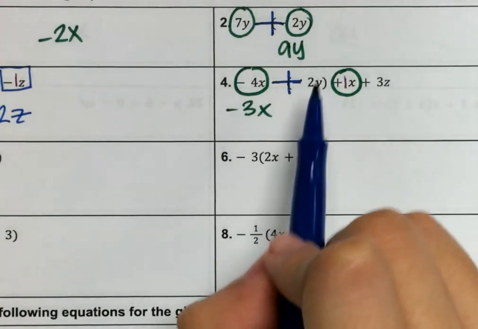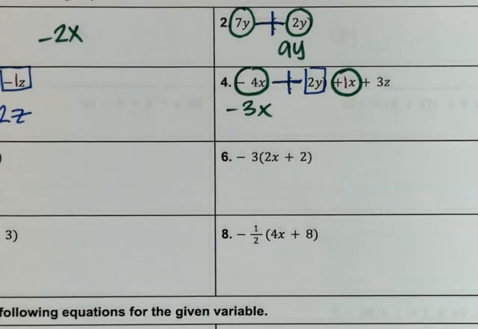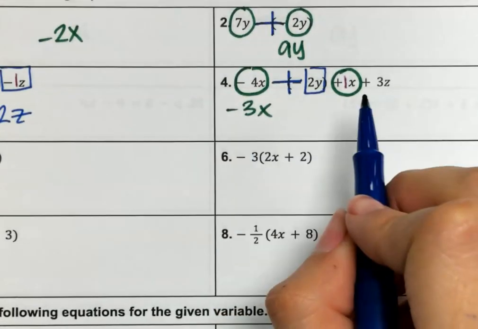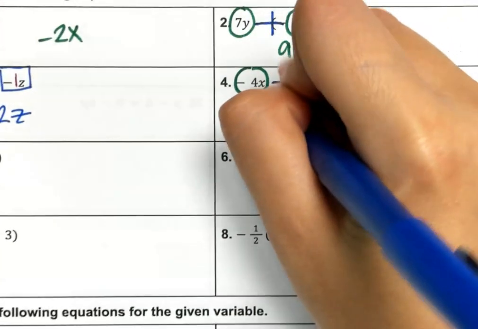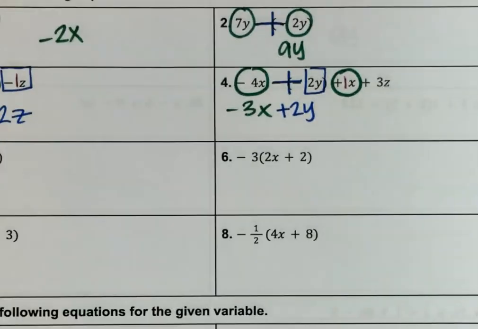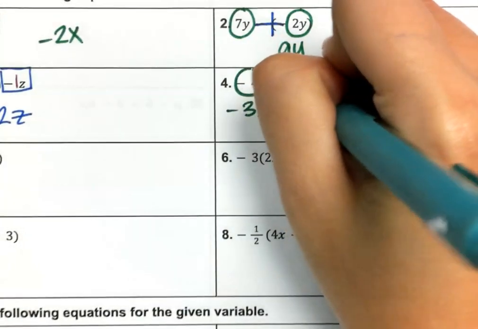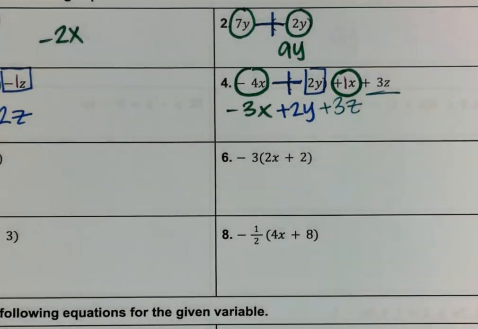Next in the alphabet would go y, so I'm going to look at my y. I have a 2y. There is no other number that just has a y, so it's going to stay the same since it does not get added nor subtracted. Finally, I see that I have a 3z. Same thing, there is no other number with just a z variable, so it does not get added or subtracted, so it stays exactly the same.